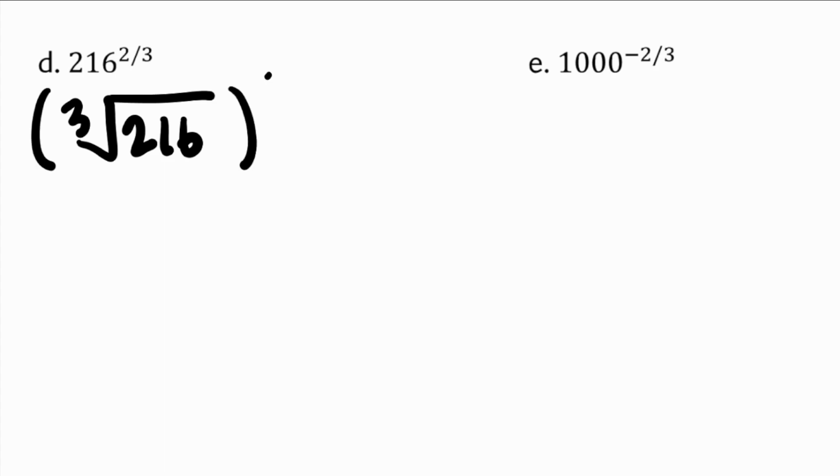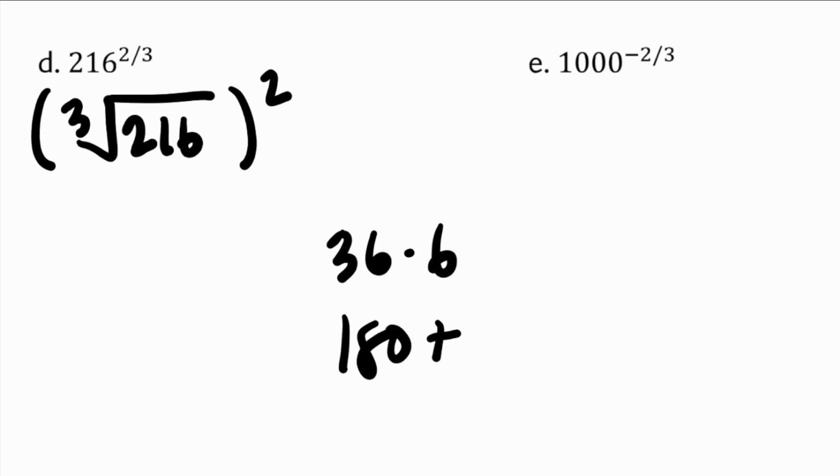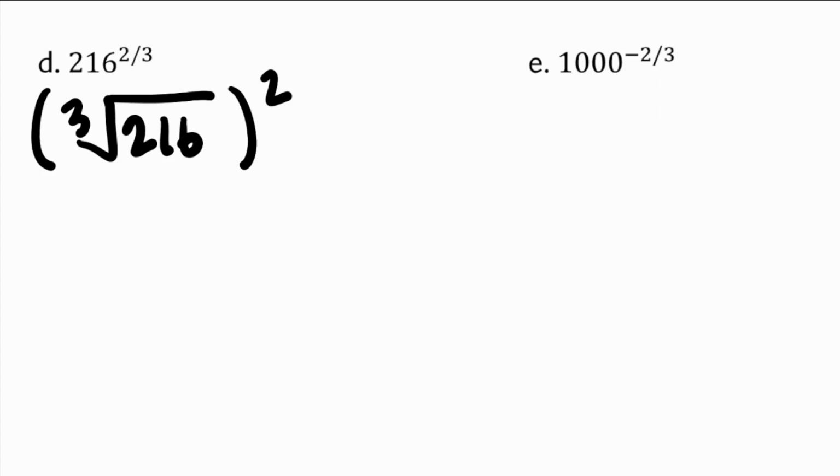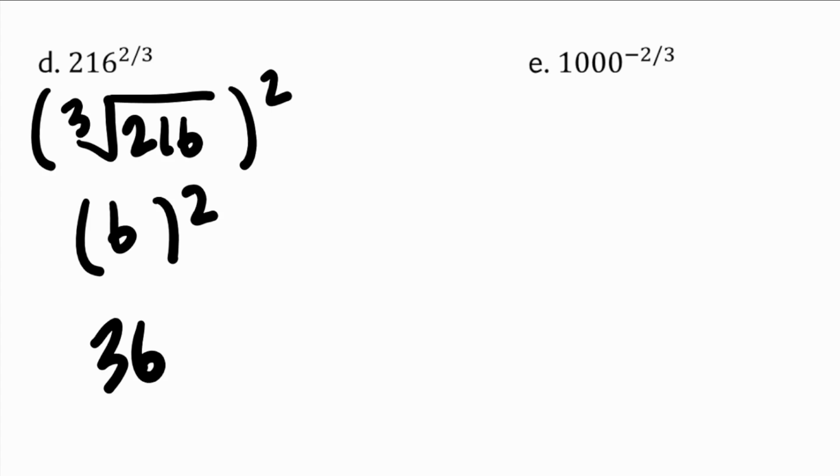Alright, 216 to the 2/3. Well, I'm going to start with the cube root of 216, and then I'm going to square that. Now the cube root of 216, I think that's going to be 6, because if I did 36 times 3, that would be 90 plus 18. No, 36 times 6. That would be 180 plus 36. Yeah, that's 216. So the cube root is 6, and I'm going to square that, and I'll get 36.